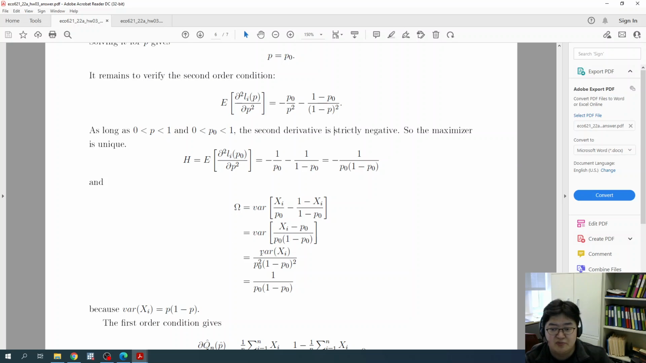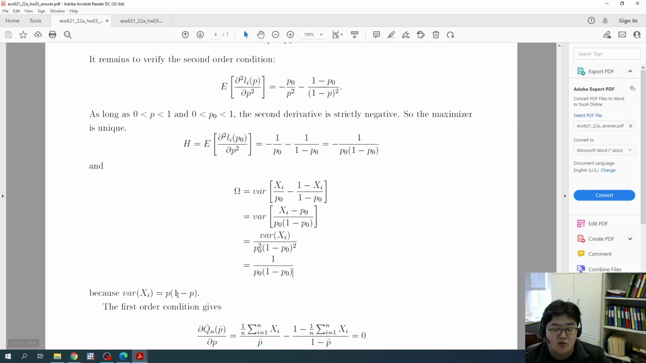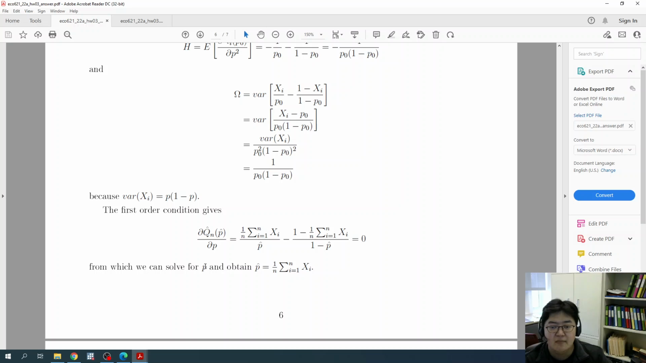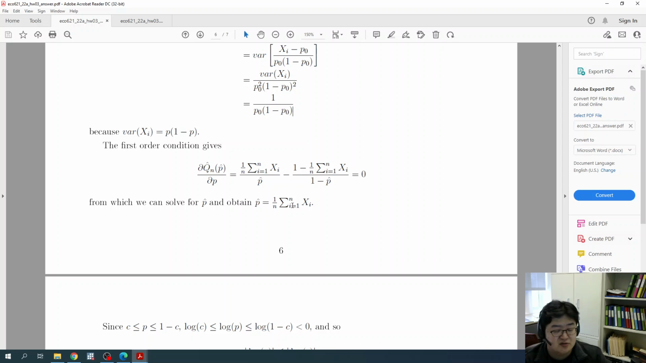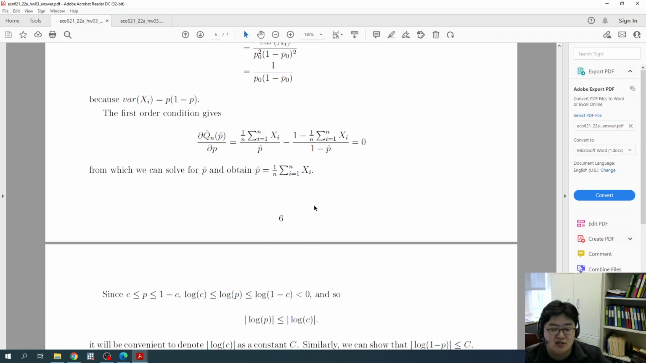Variance, also simple. By the way, the variance of a binary distribution is this, right? p times 1 minus p is the variance. So, first order condition, also nothing special. Just replace expectation with finite sample mean. Then as a solution to this, p hat equals the sample average.